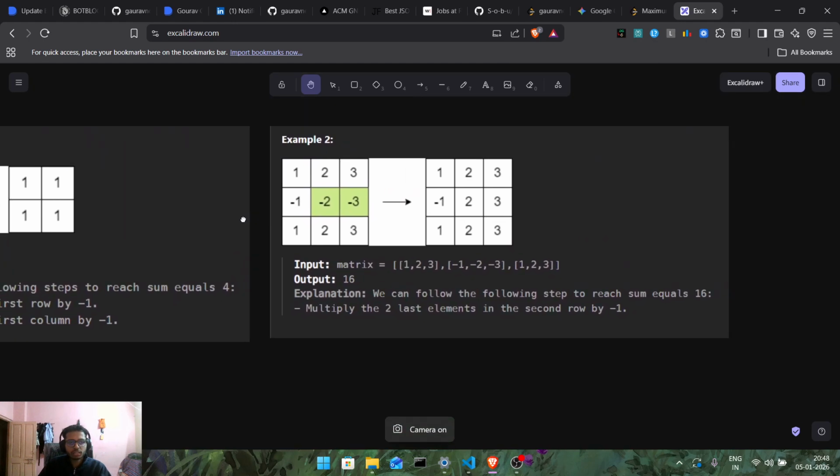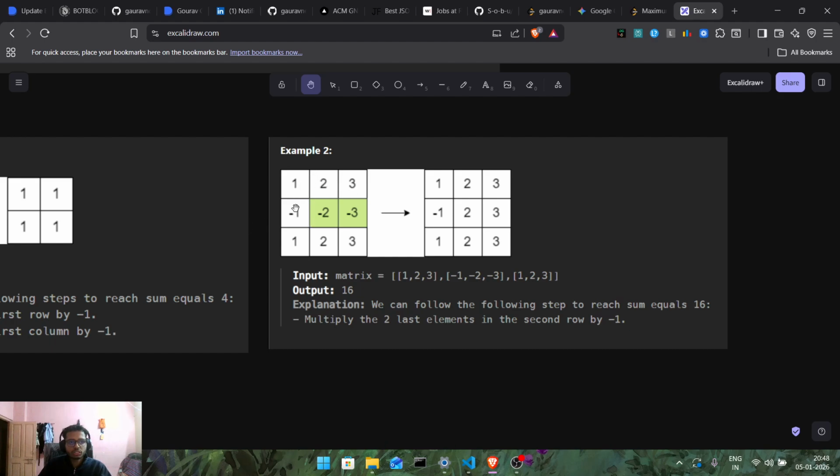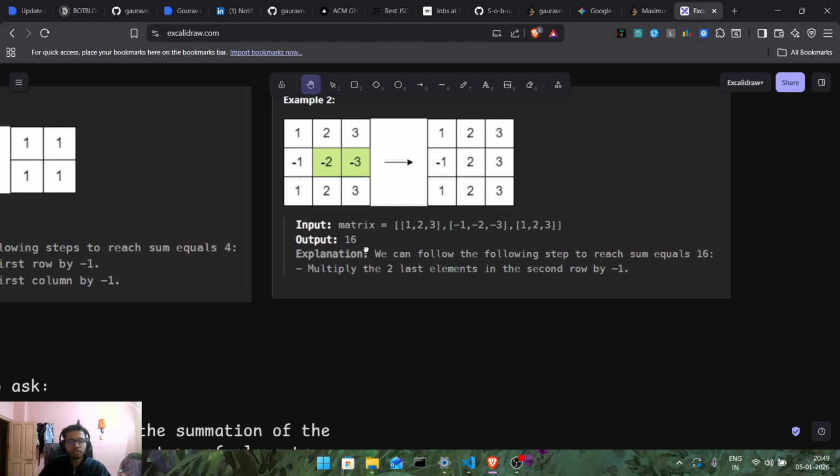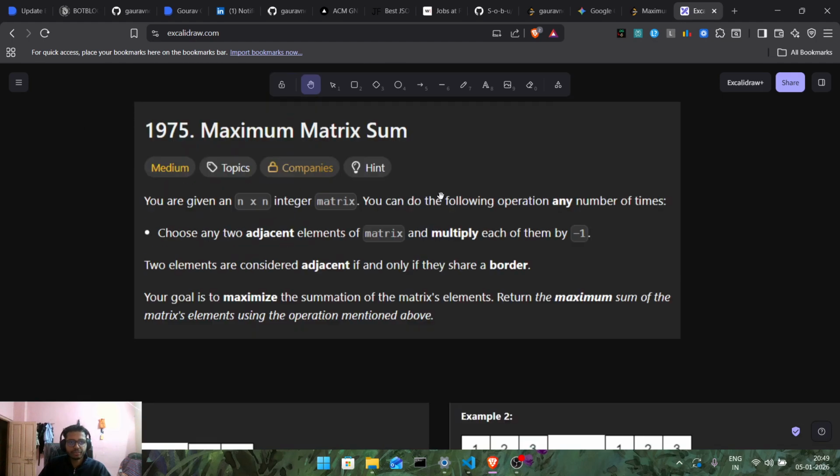Let's take a look at example 2. 1, 2, 3, minus 1, minus 2, minus 3, 1, 2, 3, minus 2, minus 3. These two adjacent elements, let's multiply them by minus 1. So this becomes a positive element. It doesn't do anything to positives, it just makes the negative elements positive. If minus 1 is multiplied to a negative element, these two become 2 and 3. Minus 1 remains the same. Now if we calculate the entire matrix, the sum becomes 16. We only need to provide the sum of the matrix.